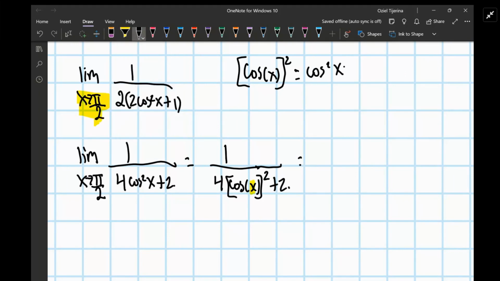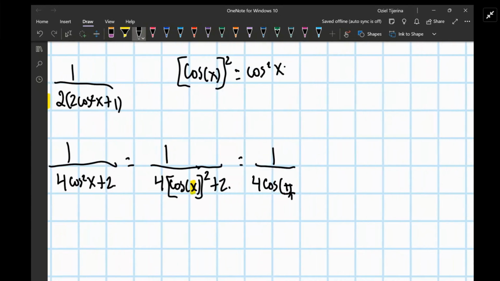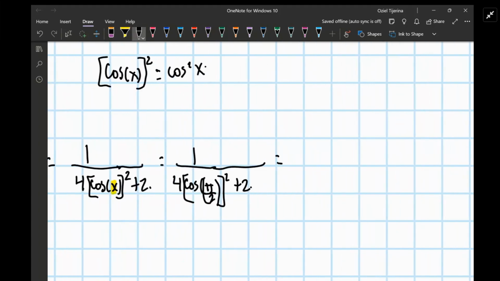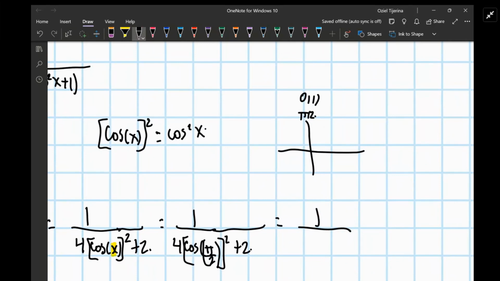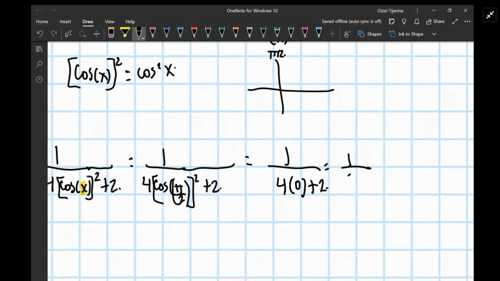So it's going to be 1 over 4 times cosine of pi over 2, and this entire thing is squared, plus 2. According to the unit circle, the cosine of pi over 2 is 0, because the point is 0 comma 1, and it's always cosine theta comma sine theta. So we're going to do 1 over 4 times 0 plus 2. This becomes 1 over 0 plus 2, which equals 1/2.